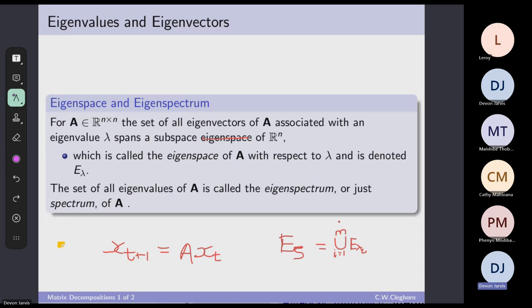The set of all eigenvalues of A is then called the eigenspectrum, or just the spectrum. So if you look at all the eigenvalues that A has, that forms a set of values, and that's called the spectrum of A. And you can see this here. E_S, the eigenspace of your spectrum, is just the union of all the sub-eigenspaces, because by definition, all the eigenvectors are going to be orthogonal. You can then just take the union of them. But that comes up a little bit early here.